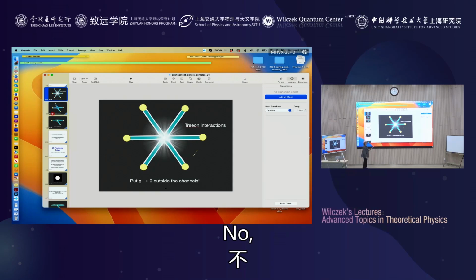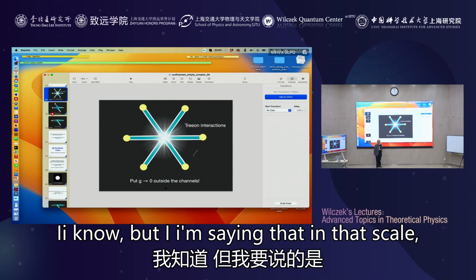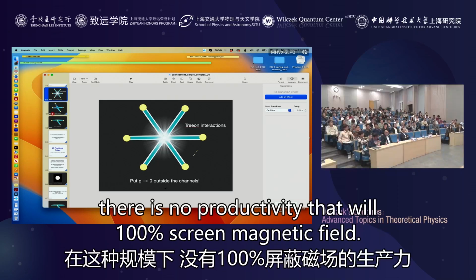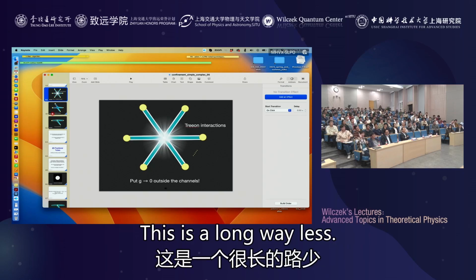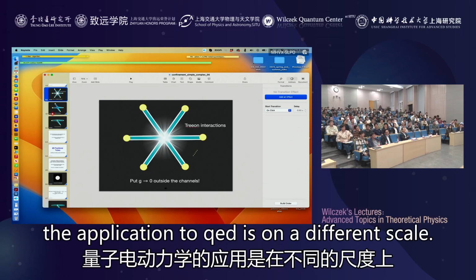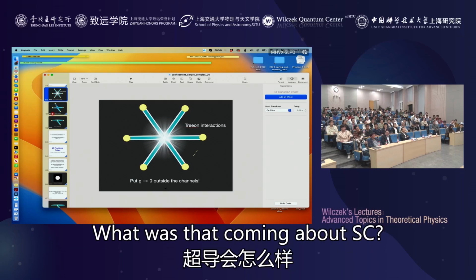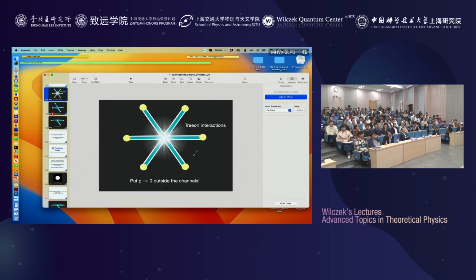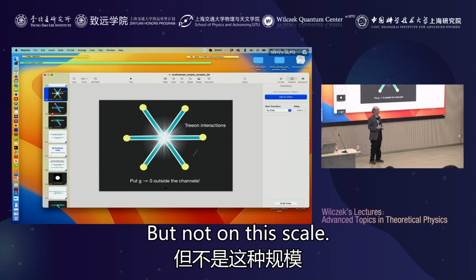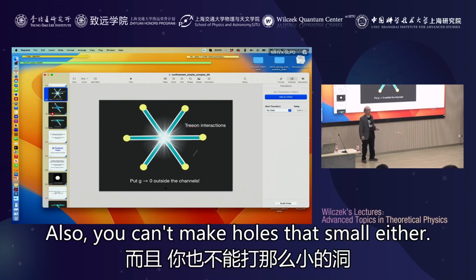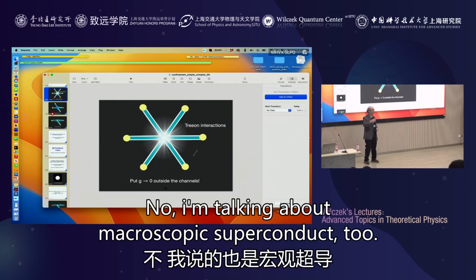No. This is subnuclear. I know, but I'm saying that on that scale, there is no superconductivity that will 100% screen the magnetic field. That won't work. No, the application to QED is on a different scale. I was a little bit confused. What was that comment about superconductivity? Well, superconductors are perfect diamagnets. Right, but not on this scale. No, not on this scale. Also, you can't make holes that small either. No, I'm talking about macroscopic superconductivity.